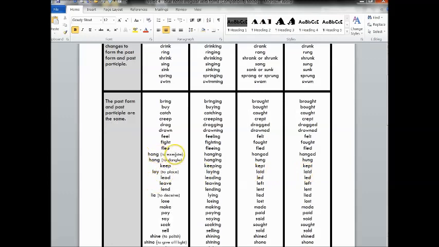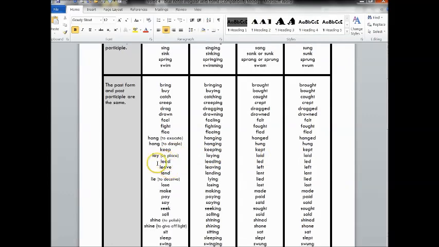Hang to execute, meaning to execute someone, is with the ed on the end. Hang, meaning to dangle something or to hang something on your wall, is hung and hung. I hung the picture on my wall. Lay, to place something down. I laid the pencil on the table. Okay, that is L-A-I-D. There are two other forms that you need to think about. They're on the other page.